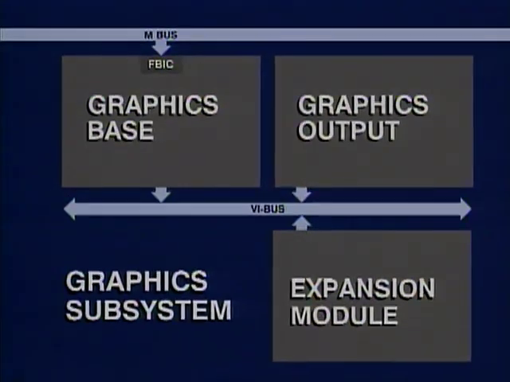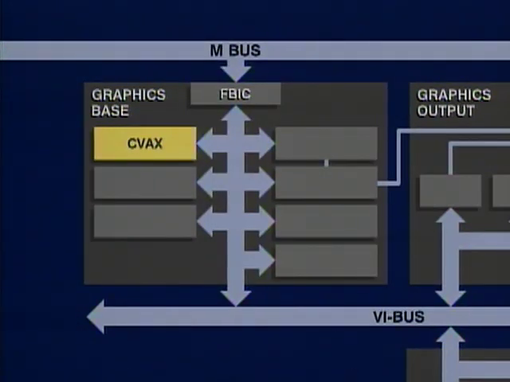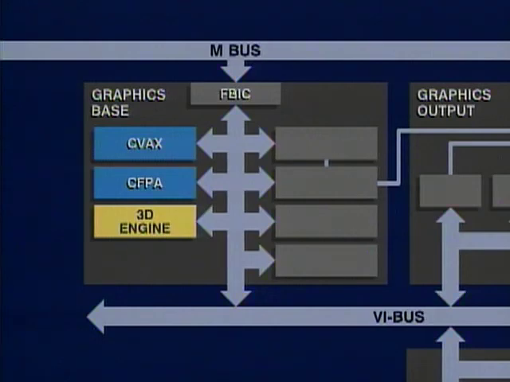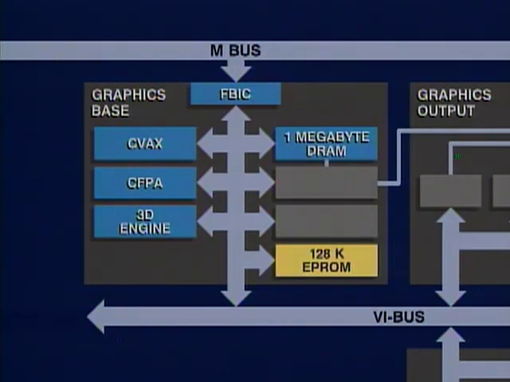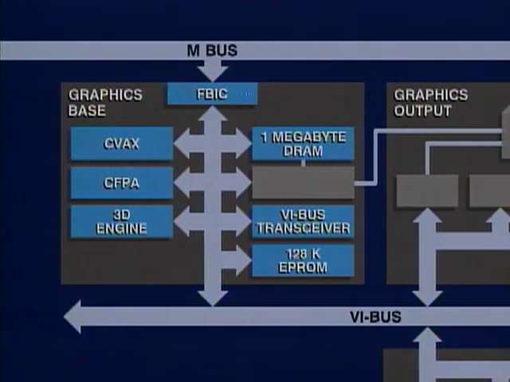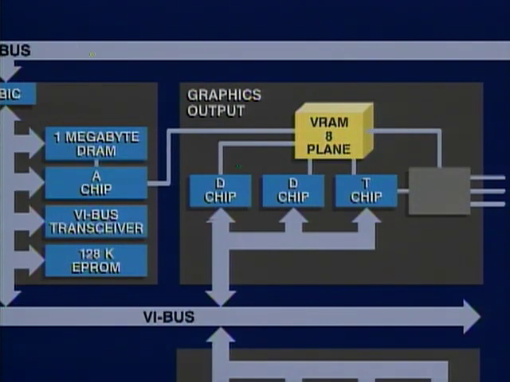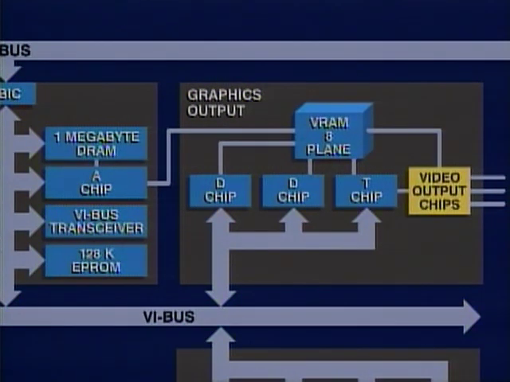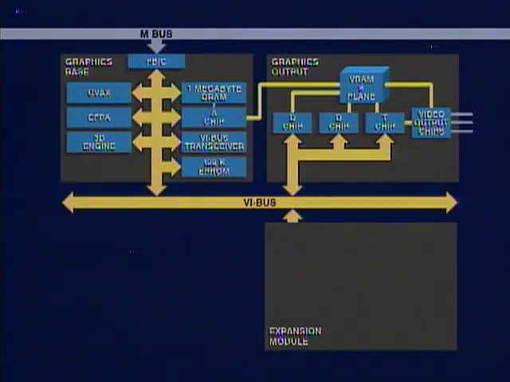This is a block diagram of the graphics subsystem. It consists of a CVAX CPU, CFPA, YTEC 3D transformation engine, a FIBIC, a 1 megabyte DRAM, a 128 kilobyte diagnostic ROM, VI bus transceivers, a low-end graphics subsystem or LEGS chipset, video random access memory, a video output chipset, and the VR295 color monitor with associated cables. The functional blocks are connected by the VI bus.